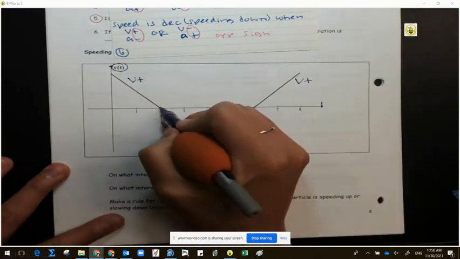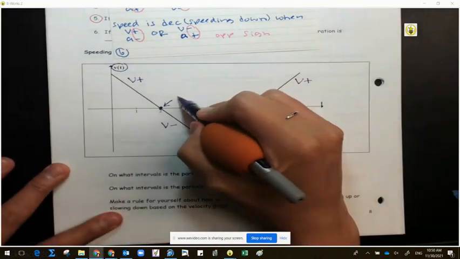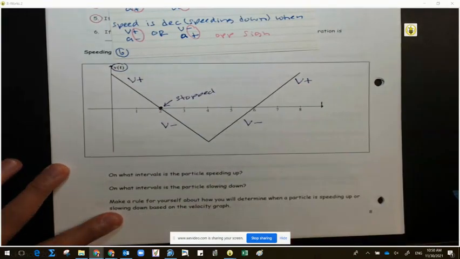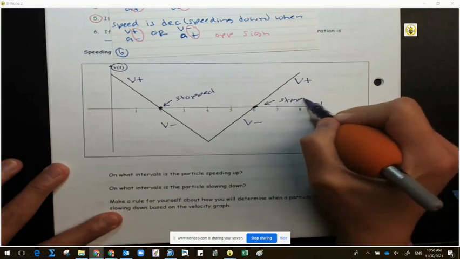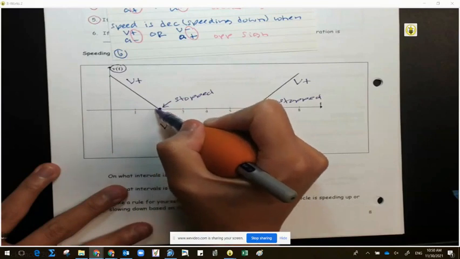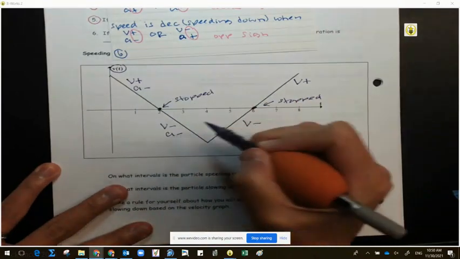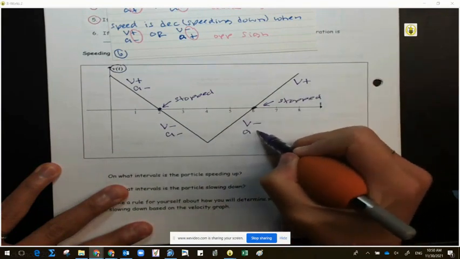And I want to talk about this point right here. What is the actual value of the velocity here? 0. So that means the particle has been stopped. Do I have another location that it's at 0? Yep. It's also stopped. Now let's look at the acceleration. Again, acceleration is the slope of the velocity. From left to right, is my acceleration going up or down? It is going down. From left to right, is it going up or down? It is going up.